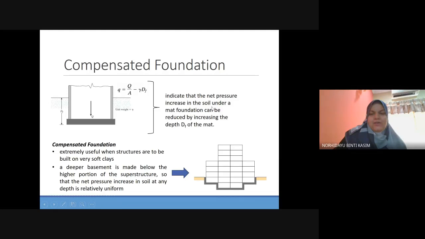This indicates that the net pressure increase in soil under a mat foundation can be reduced by increasing the depth of the foundation, the depth of the mat. So if you want to increase the capability of the soil to carry the load, you can make the foundation deeper in the soil.